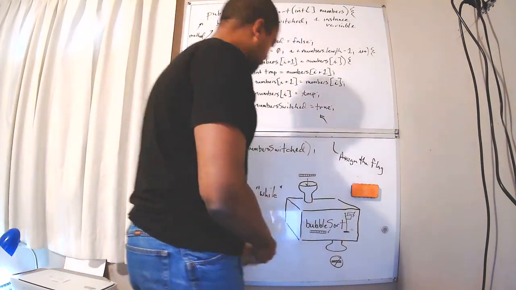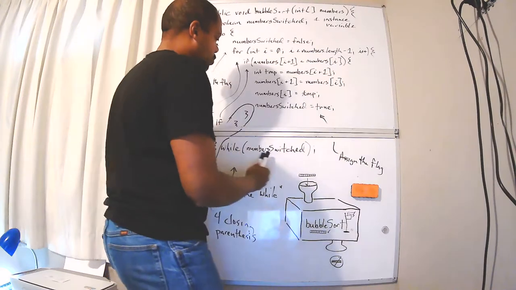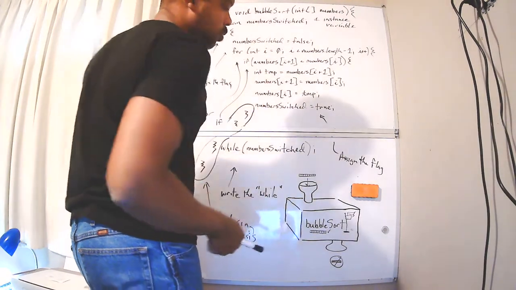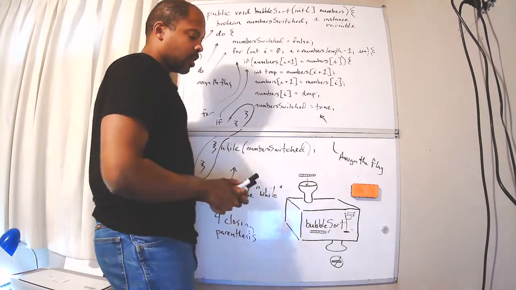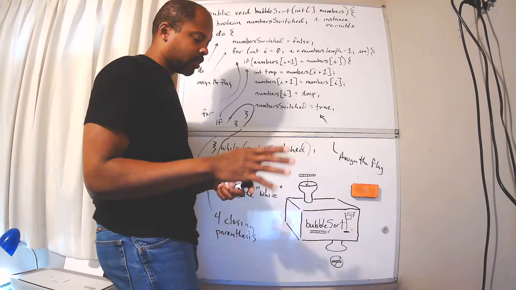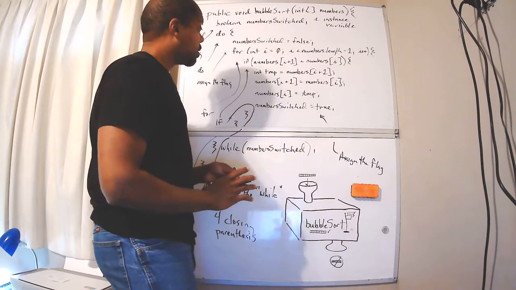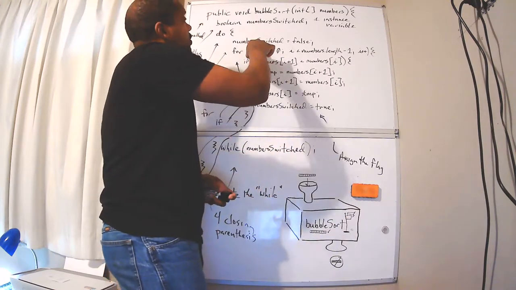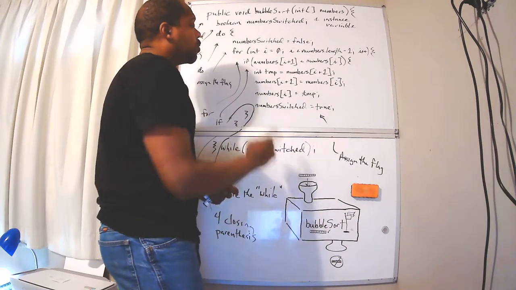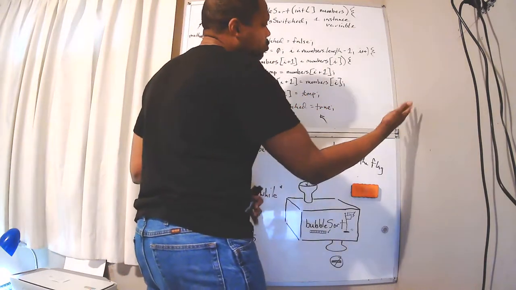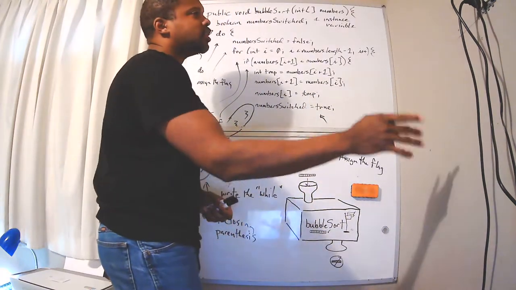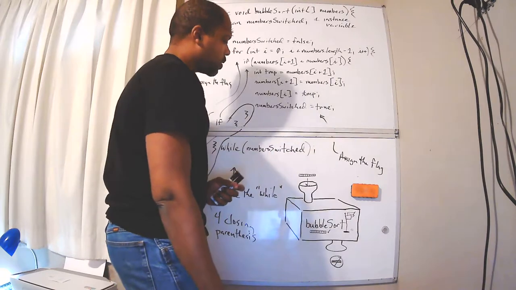By setting the flag to true, it tells us that we have to go through this loop again because at least one number was switched. And if that is the case, then we have to check to see if now the list is finally sorted. So then we're just going to go back into our do loop. But along the way, we're going to perform some swaps. Each iteration of the loop will perform at least one swap.